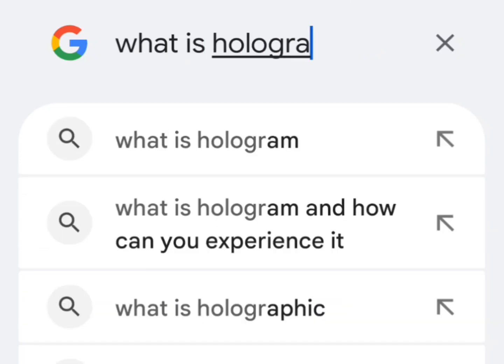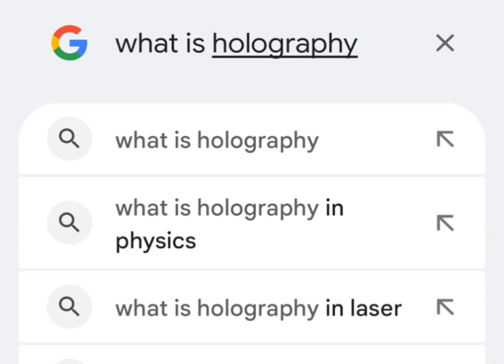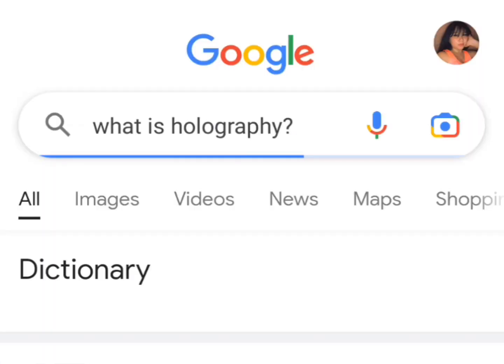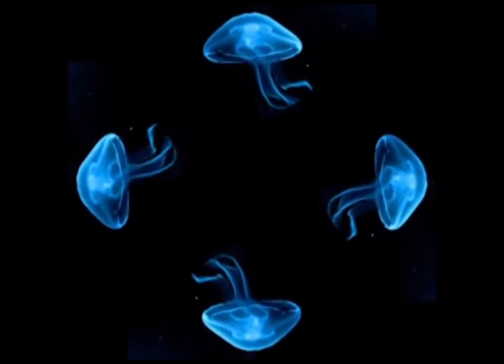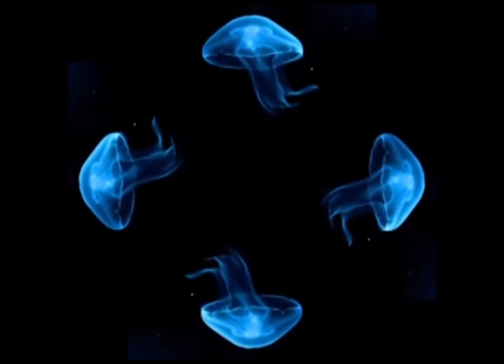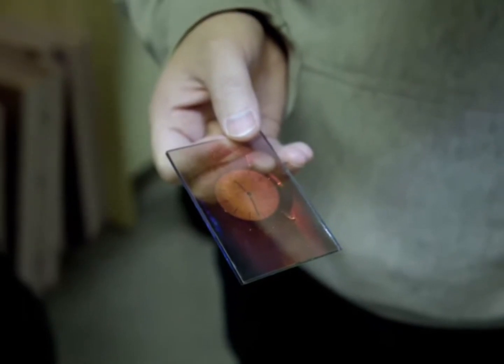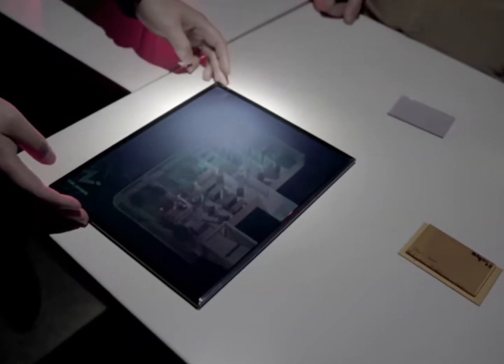Holography is a process or technique of making a three-dimensional image of an object. A hologram is produced by the interaction of two beams of laser light. One is the object beam coming through the object, and another is a reference beam coming directly from the source.